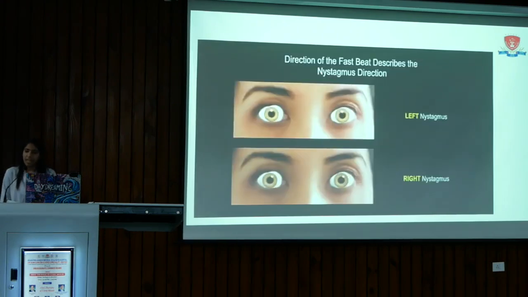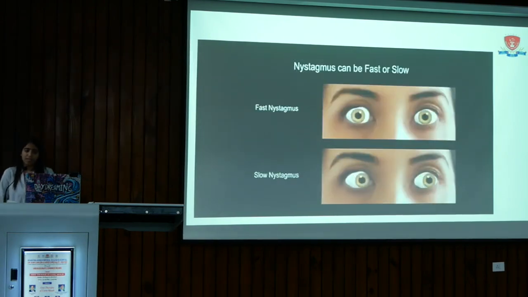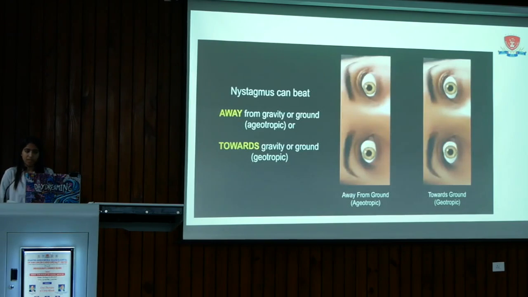Then we have right and left nystagmus depending upon the direction of the fast component, like you can see. Then we have fast and slow nystagmus, which can be pendular or jerk nystagmus. Then we have nystagmus which can be classified on the basis of gravity, which is away from the cavity or towards the cavity.